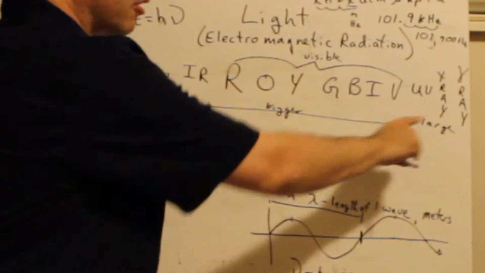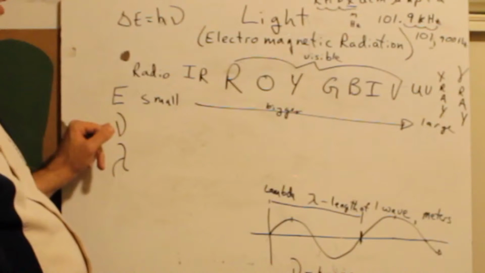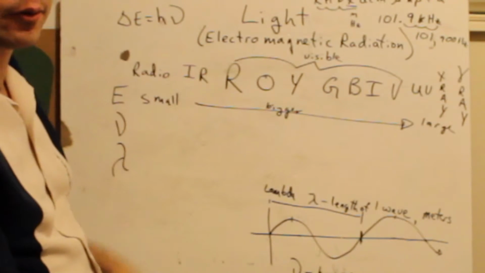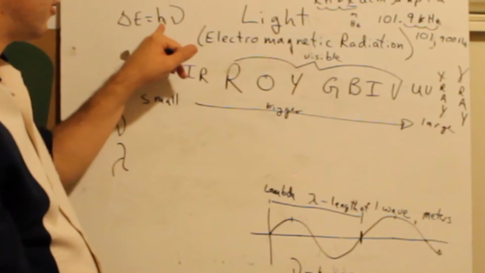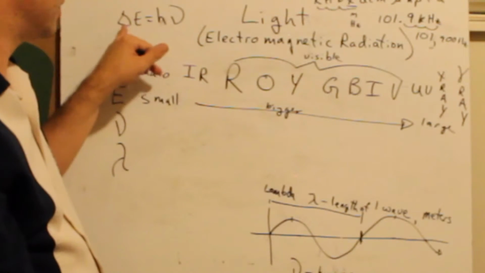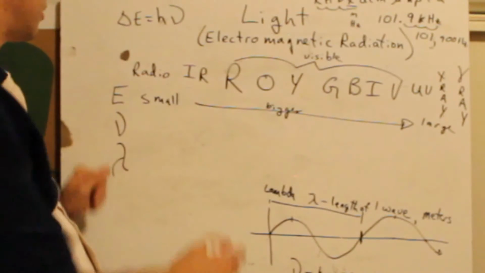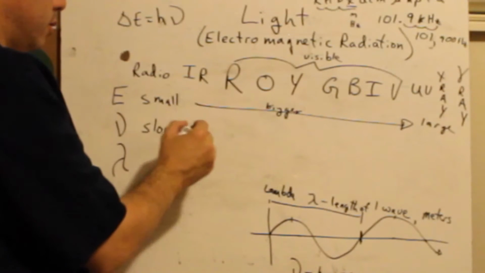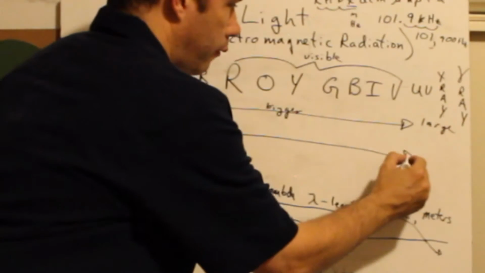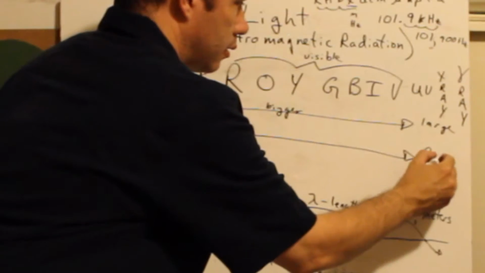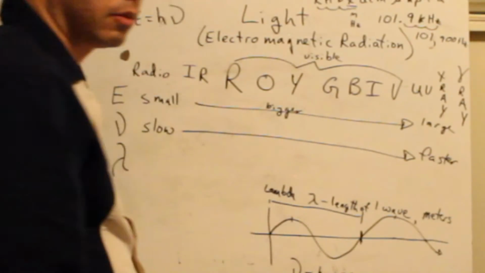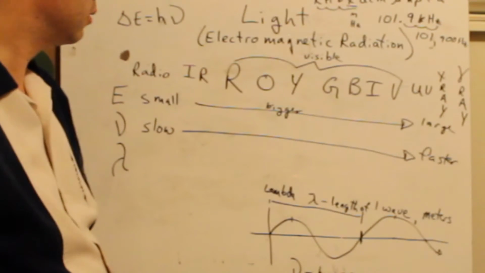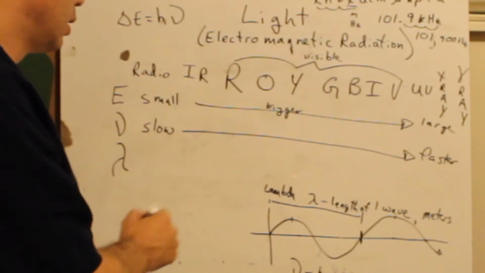So if this gets bigger going this way, frequency, if this number never changes, what has to happen for frequency? If this number is always the same and this is always getting bigger going this way, that means the frequency is slow or small and it has to get faster or higher number. But if you think faster, it's got more cycles per second. Okay? So it's going faster.